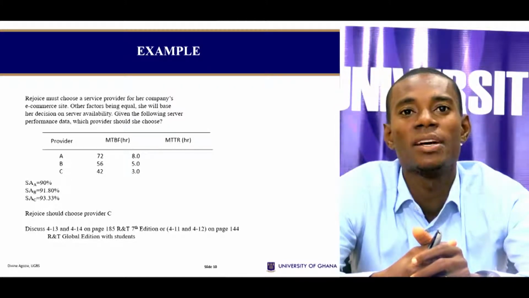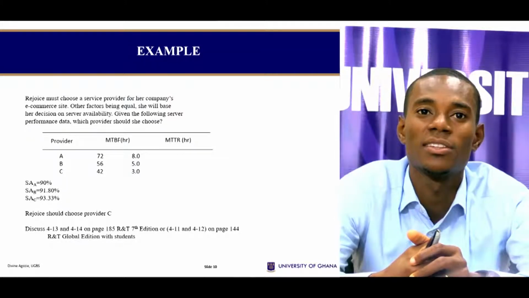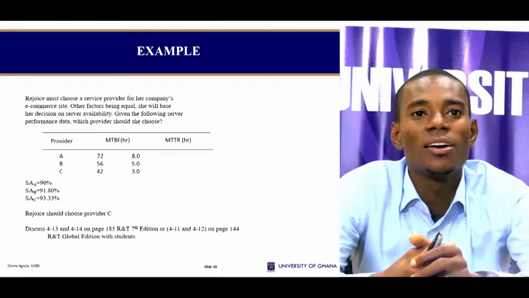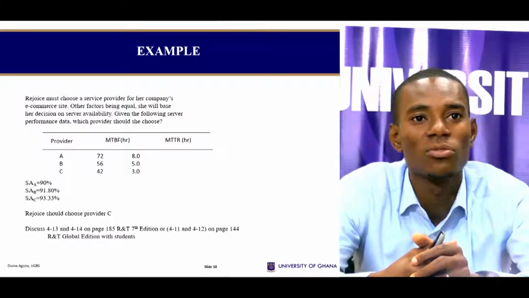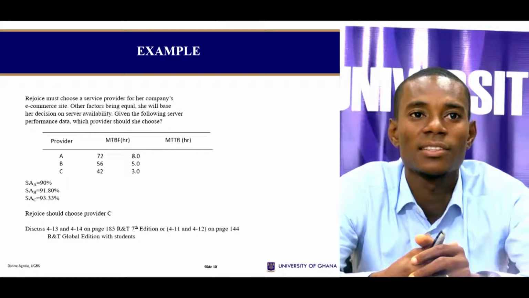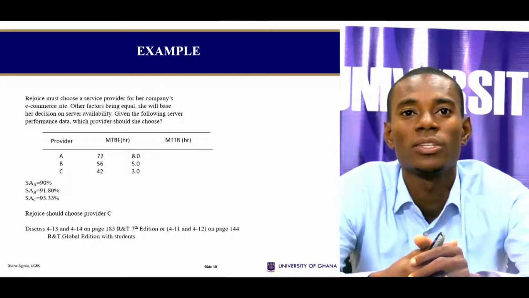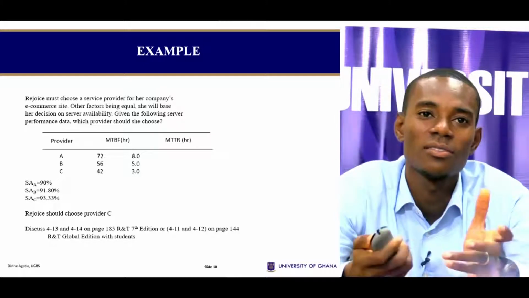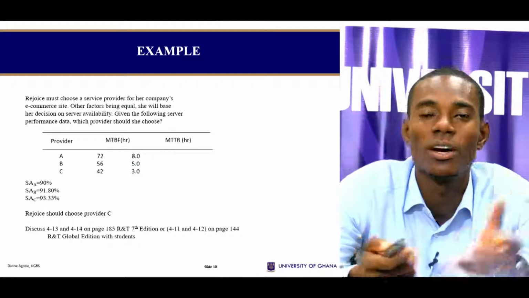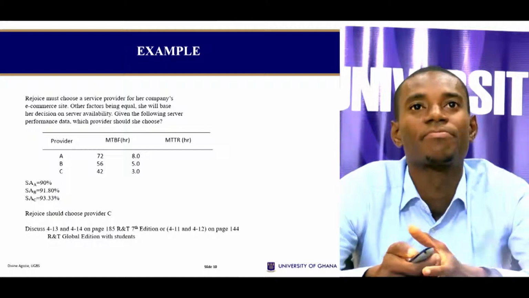So there are other examples in the recommended text, Russell and Taylor, the 7th edition. You just go to page 185, and you can look for these exercises, exercise 4.13, 4.14, and also on page 144, exercise 4.14 and 4.12. Then you'll be fine. You have lots of examples to try.